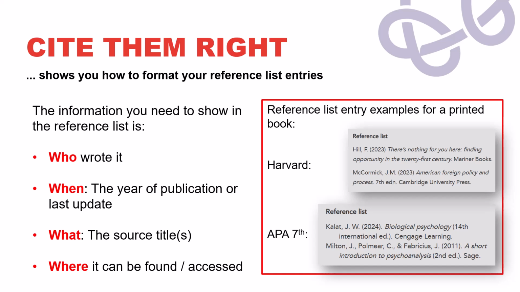Both styles are fairly similar in how they present the printed book, but you can see in APA 7th the main difference is the hanging indent, where the second and subsequent lines are indented slightly. That isn't required in Harvard, but is required in all your reference list entries in APA 7.